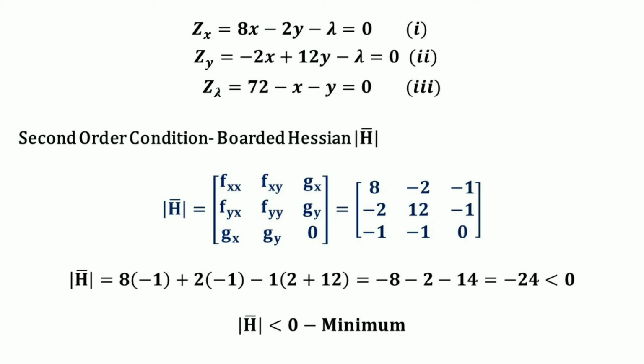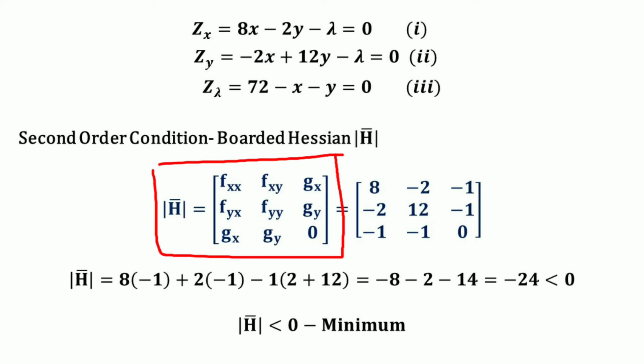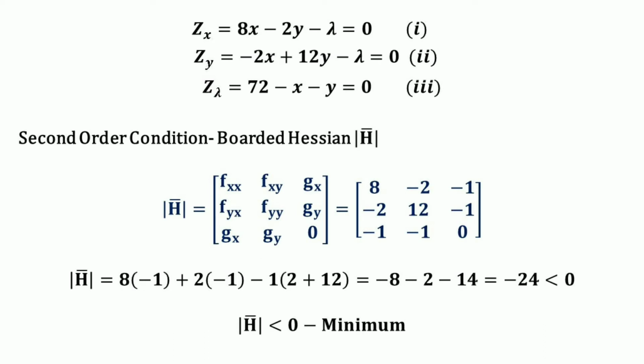That is, the bordered Hessian is composed of all the second order partial derivatives. So here f of xx, that means we differentiate equation number 1 again with respect to x. So it will be 8. Then f of xy, that is differentiating equation 1 with respect to y, that is minus 2. And then g of x, which is the first derivative of the constraint with respect to x, that is minus 1.